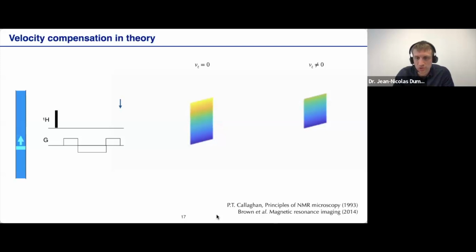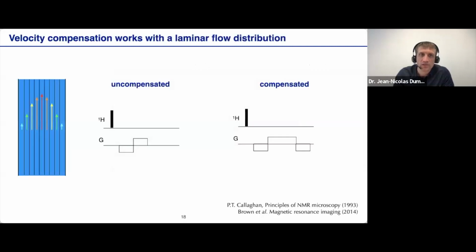It has been put to good use in many cases in NMR spectroscopy as well as in magnetic resonance imaging. And such compensation approach will work also for distribution of velocities, provided that it is sufficiently stable, that it is stable over the duration of the gradient waveform. So in the case of our flow cell with its laminar flow profile, there is some hope that one can compensate for the effect of the flow using such compensated gradient waveform.